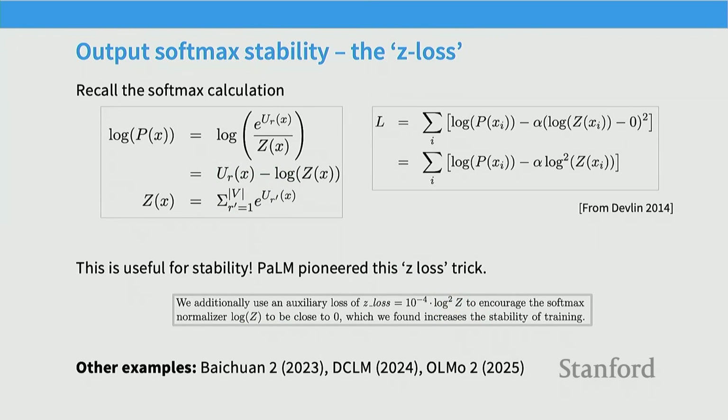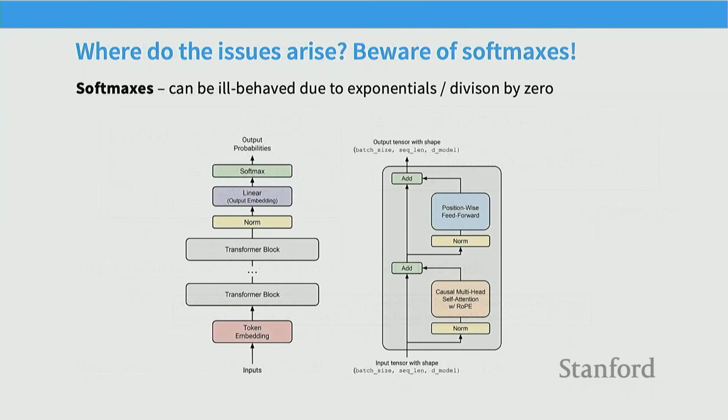So, one more thing I want to talk about. Where are the softmaxes in a transformer? Well, there's one at the very end, so you've got to be careful about that output softmax. And also, there's softmaxes in your self-attention. So there's two softmaxes that we're going to think a little bit about. And for each one, I'm going to mention a stability intervention that has generally seemed to be effective.